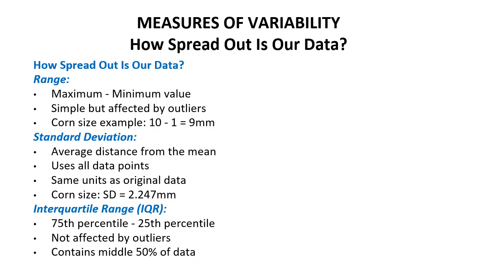Now, this is really good to use if you're just looking at a quick sense of spread. People understand range. What they struggle with sometimes is standard deviation, which is the average distance from the mean. It uses all the data points. That to me is one of the great ideas. We're using the same units as the original data. We're talking about what is the average distance from the mean.